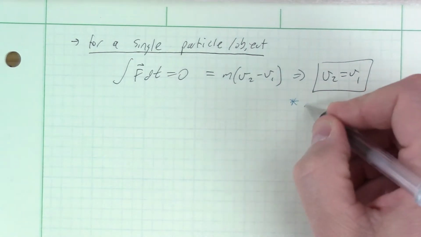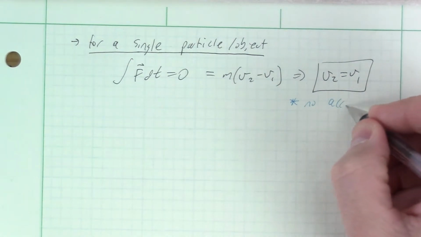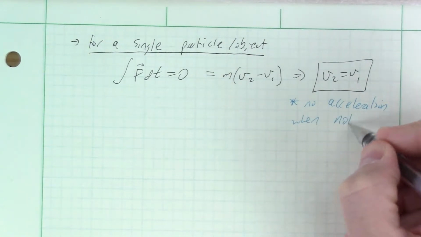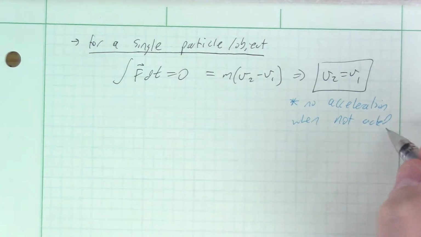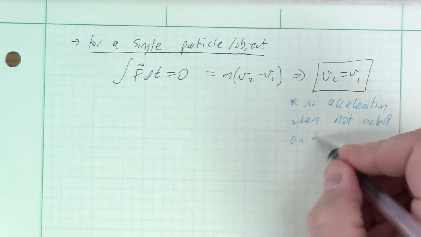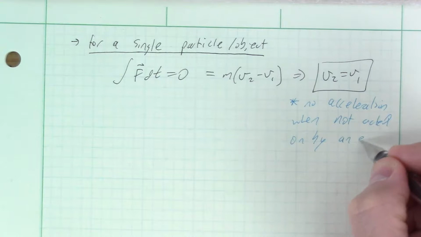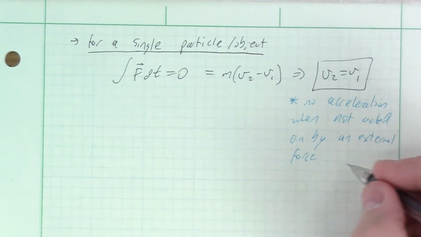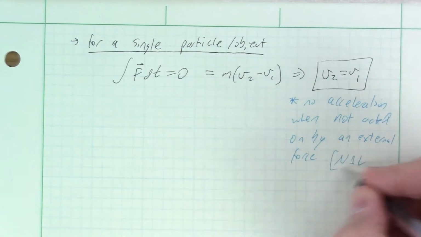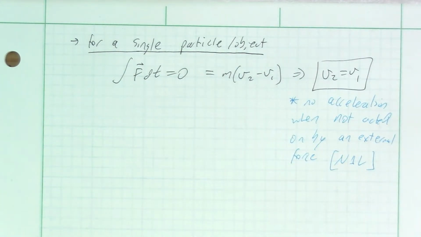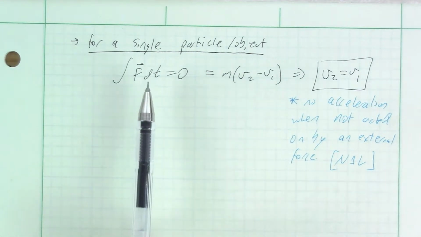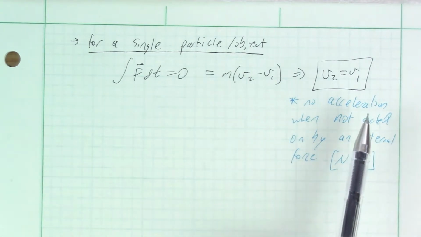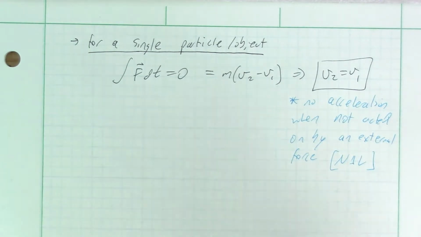What we're saying here is, if there is no acceleration, constant velocity or velocity not changing, when that single particle or single object is not acted on by an external force. And so what we have here is Newton's first law showing up as a result of a specific case of Newton's second law. Right? We started with Newton's second law, we integrated it in time, we then applied it to a single particle, if there was no force applied, and we got no acceleration. Right? That's Newton's first law.